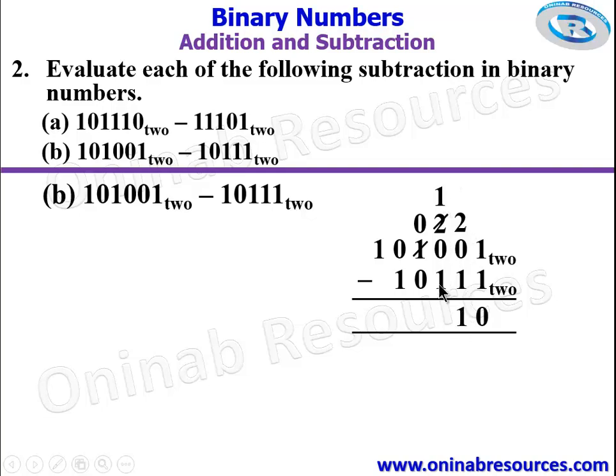Now 1 minus 1 gives 0. 0 minus 0 gives 0. We are going to borrow 1 from here. We'll be left with 0. So we are now having 2 minus 1 giving us 1. And that's all for the solution of problem 2.